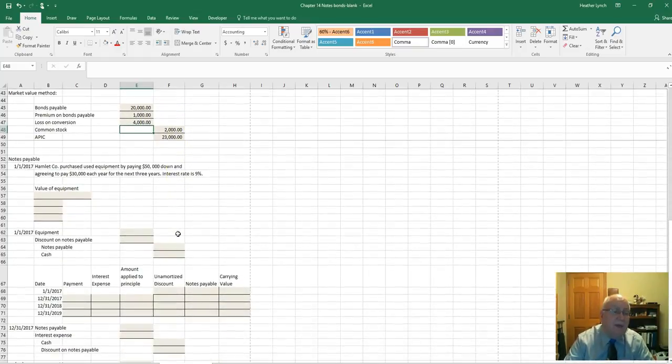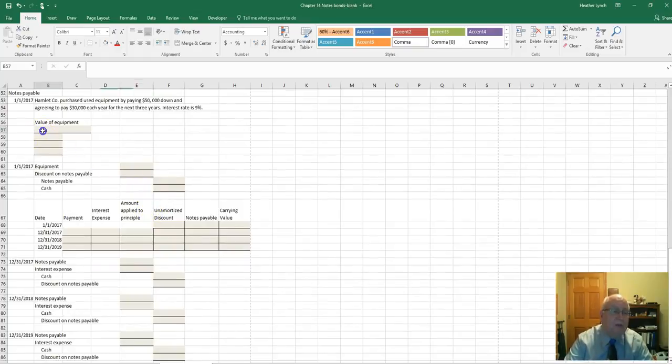Okay, now for the notes payable, I wanted to go over this one because there's a problem like that. It can be a little bit tricky. Not too bad, but maybe a little bit for some. So what we have here is Hamlet Company purchased used equipment paying $50,000 down, and then agreed to pay $30,000 each year for the next 3 years, and the interest rate is 9%.